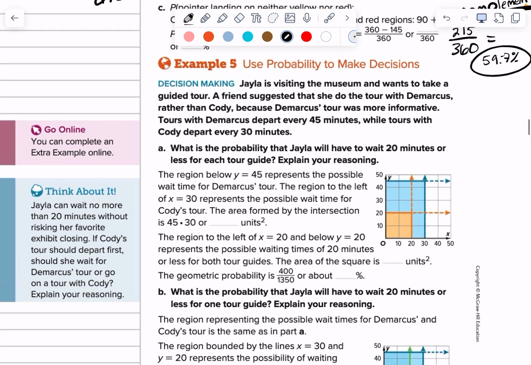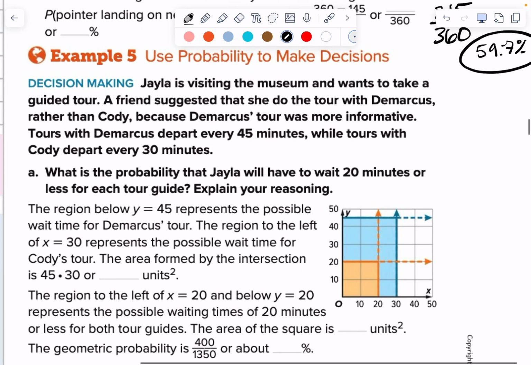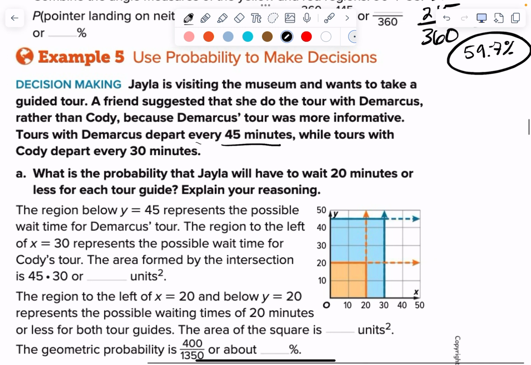No, thank you. Example 5. Using probability to make decisions. Here we go. A friend suggested that Jayla do a tour with DeMarcus rather than Cody because DeMarcus's tour was more informative. But tours with DeMarcus depart every 45 minutes. So we have every 45 minutes like a number line. We could wait 0 minutes, we could wait 45 minutes.